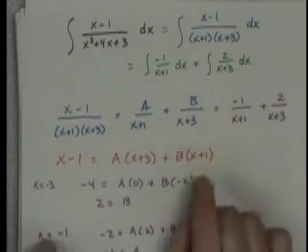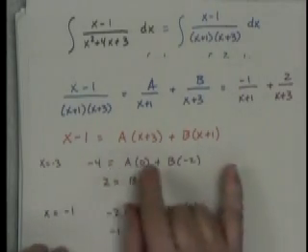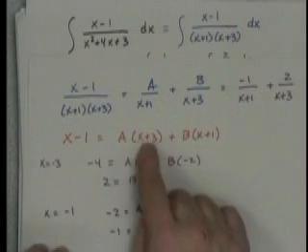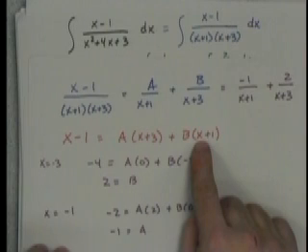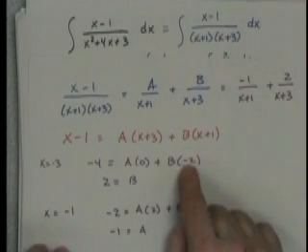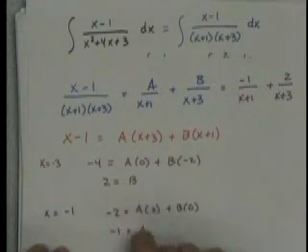Now the technique I showed you that I typically use, when I can, is let x equal the number that makes this factor go to 0. So if x is negative 3, then I get negative 4 on the left, and when I plug negative 3 in for x, the x plus 1 becomes negative 2. So negative 2B is equal to negative 4, so B is 2.